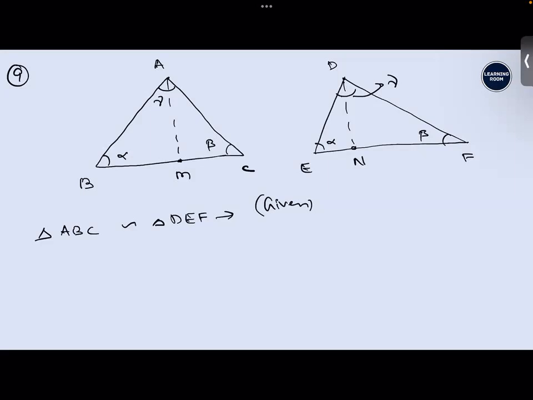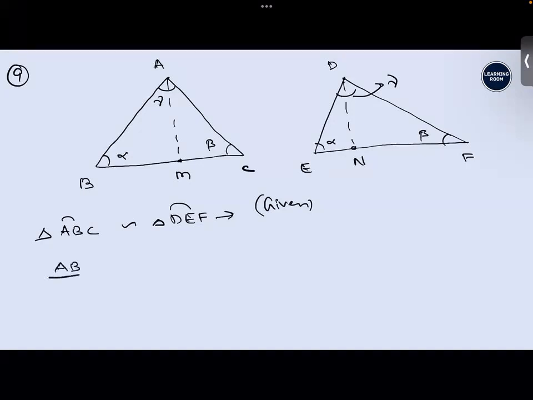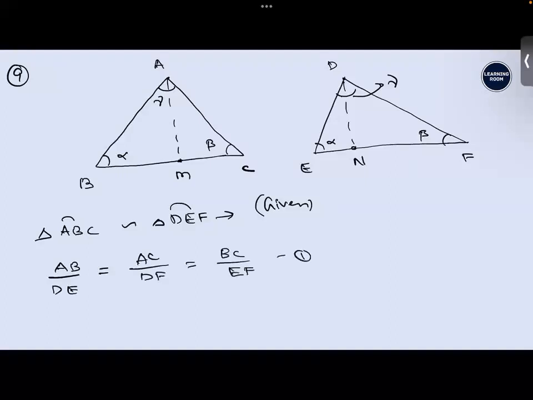So how to proceed? Since triangle ABC is similar to triangle DEF, what will be the relation between their sides in terms of similarity according to the basic proportionality theorem? AB divided by DE is equal to AC by DF is equal to BC by EF. Let this be equation number 1. We don't know where it will be useful for us, but whenever they say triangles are similar, this is indirect information given to us.